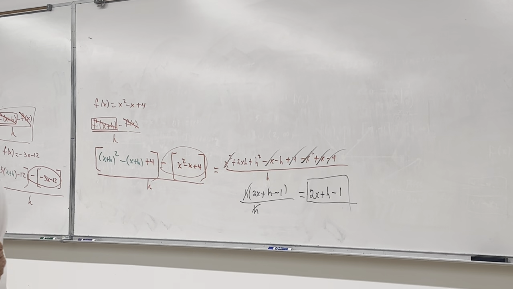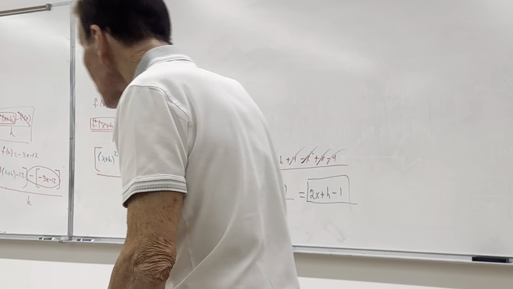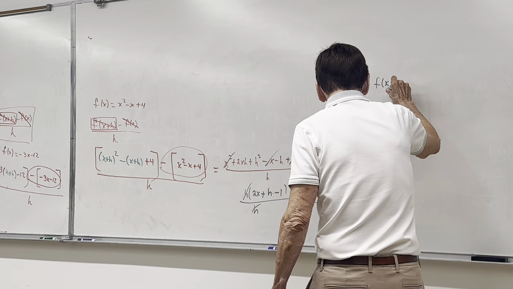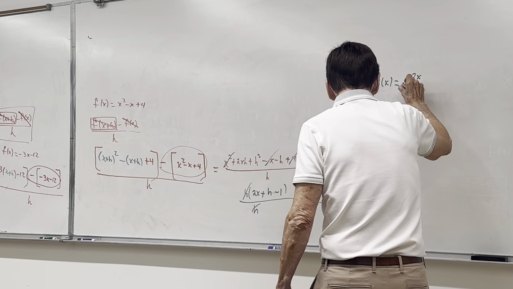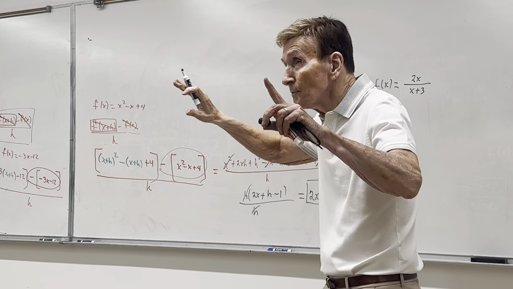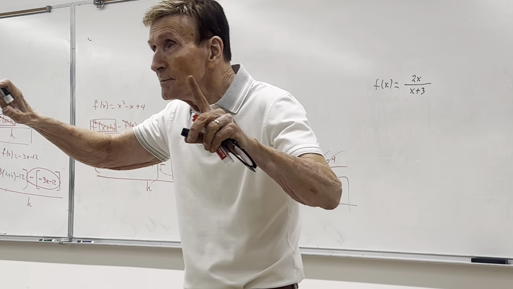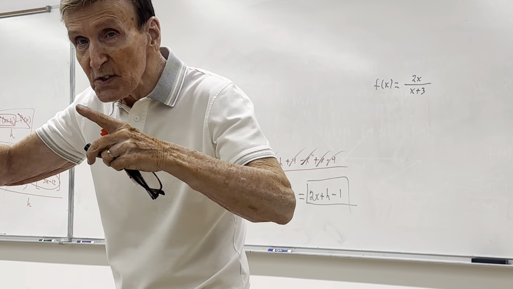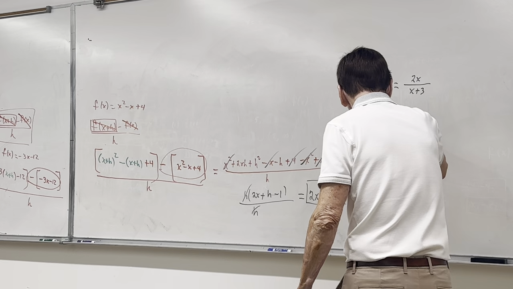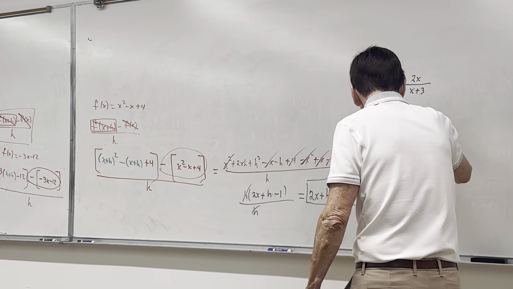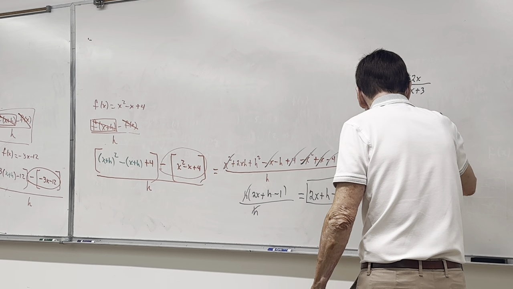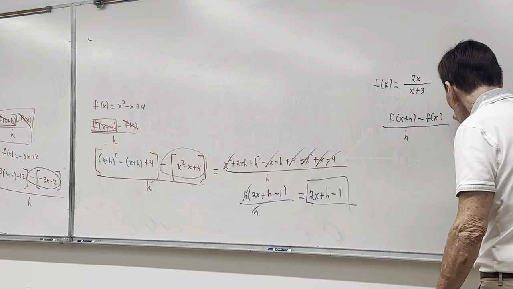Number 3, read number 3 for me so I can set this up. What was the original function? F of x equals 2x over x plus 3. Okay, guys, now here goes. I'm going to set it up, and then you guys would have to simplify it. We want to find this difference quotient. We find f of x plus h, subtract f of x, all over h.